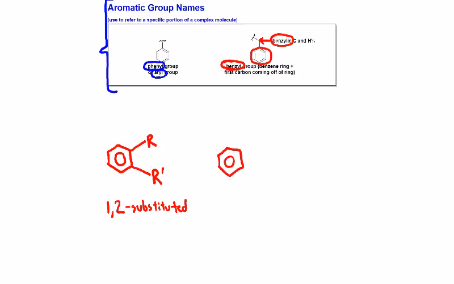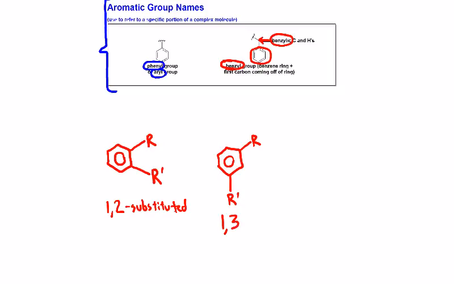As a constitutional isomer of this, we could put our 2 groups at carbon 1 and carbon 3. So rather than 1,2 substituted, we call this 1,3 substituted. And then as a third constitutional isomer, going on around the ring with that R prime group, we could put the R prime group right over here.